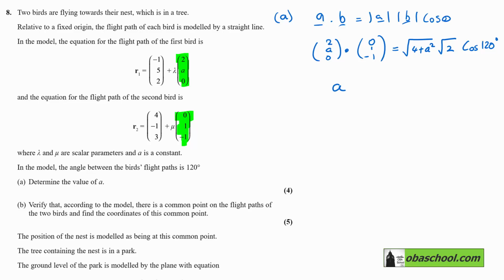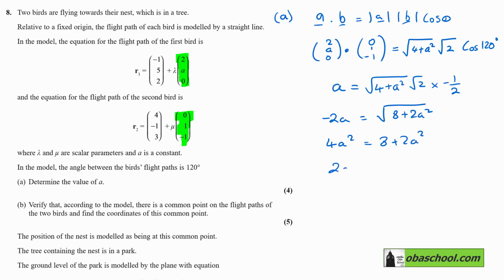This side gives me a, so I have a is root 4 plus a squared, root 2, times -1/2. So I have -2a is the square root of 8 plus 2a squared, if we put the two square roots together. Squaring both sides gives me 4a squared is equal to 8 plus 2a squared. 2a squared is equal then to 8. So a squared is equal to 4 and a is positive or negative 2.